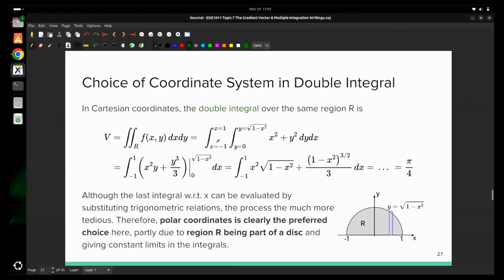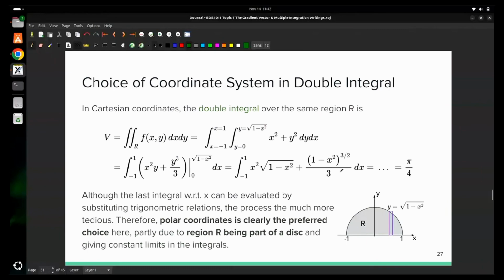Now if you integrate this with respect to y, you're going to get x squared y plus y cubed over 3, correct or not? Then you substitute in the upper and lower limits for y. So y becomes this root function, and you get x squared times root of 1 minus x squared. Now you need to integrate this, and next you need to integrate this as well.